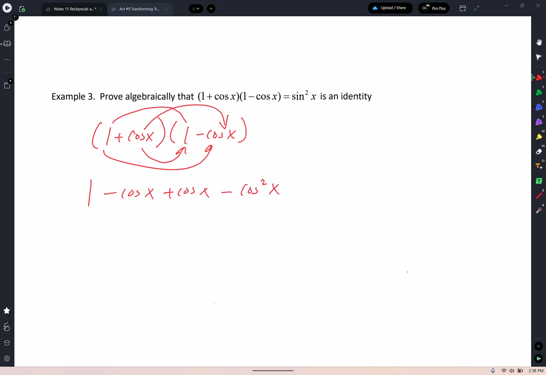Perfect. Make sure to put the squared after the cosine or put parentheses. What happens with my two terms in the middle? They zero itself out. Perfect. 1 minus cosine squared x. And now I'm here and you're like, okay, now what do I do with that? I come up and I'm going to write my side note. I'm going to write my Valentine's formula.